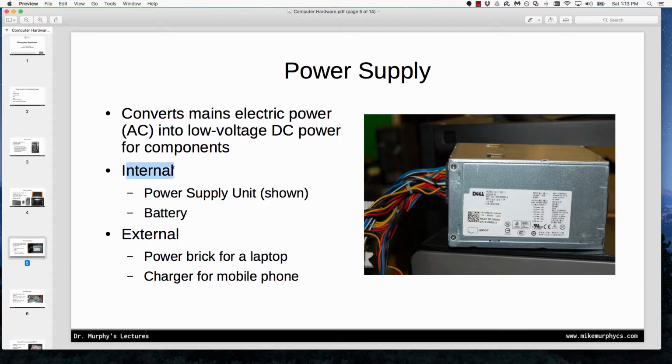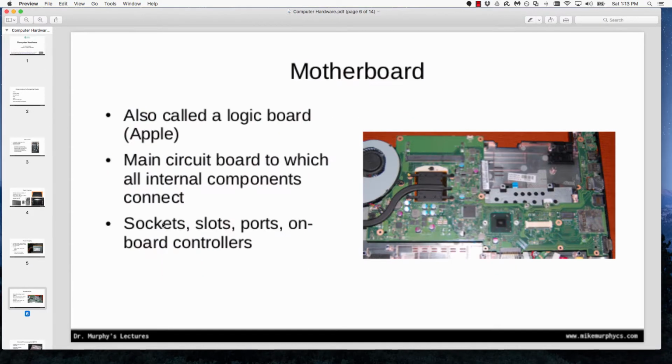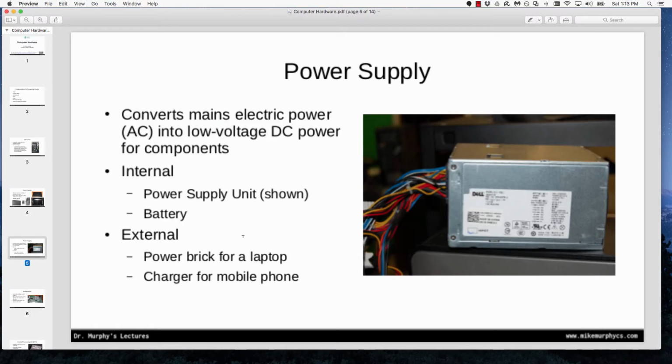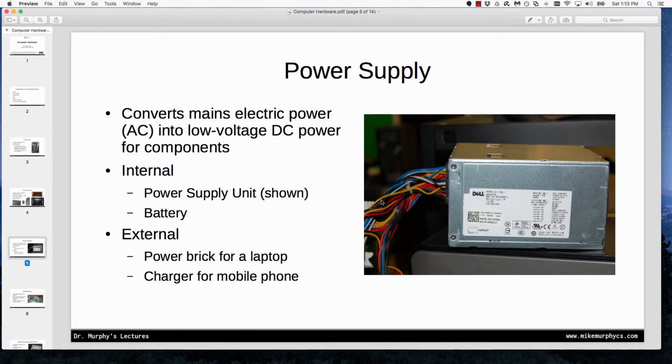Okay, so there's two different types, right? There's internal power supplies like we see here, but then there's also external power supplies. How does our laptop get power? Obviously we're taking power out of the wall and we're plugging that cord into our laptop, so something there is changing it from AC to DC power, and it's usually that power brick, that little brick that lays in line between the wall and the laptop.